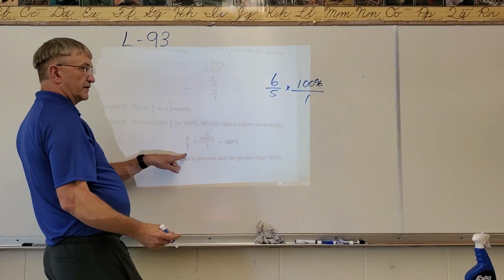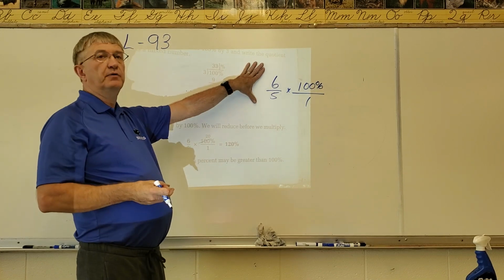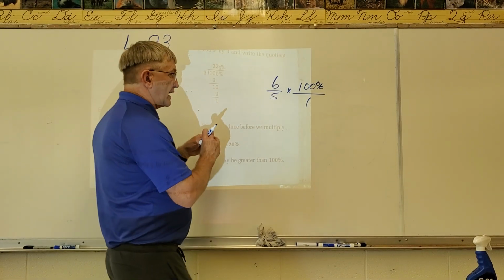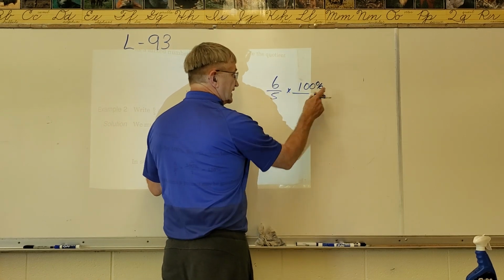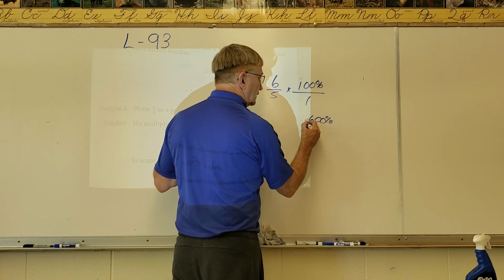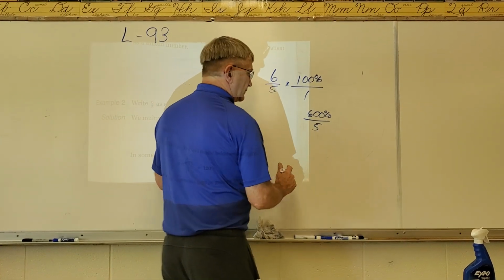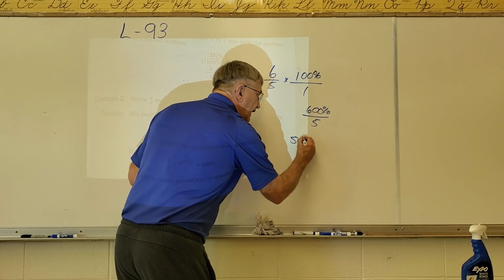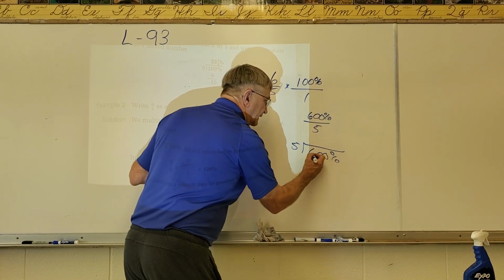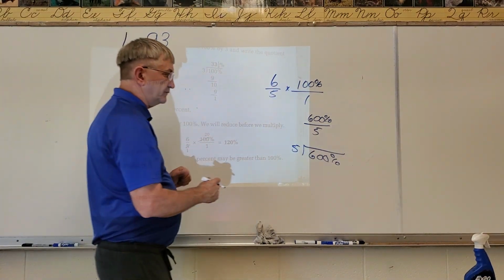All right, now I'm ready to do the math. Notice I didn't change any improper fraction to a mixed fraction or anything. I'm just going to do the math. So I'm going to have 6 times 100 is 600% over 5. Basic math. Then I'm going to finish it out. And again, my percent sign makes my roadblock. I'm not carrying it out any further. I'm going to keep doing the math.